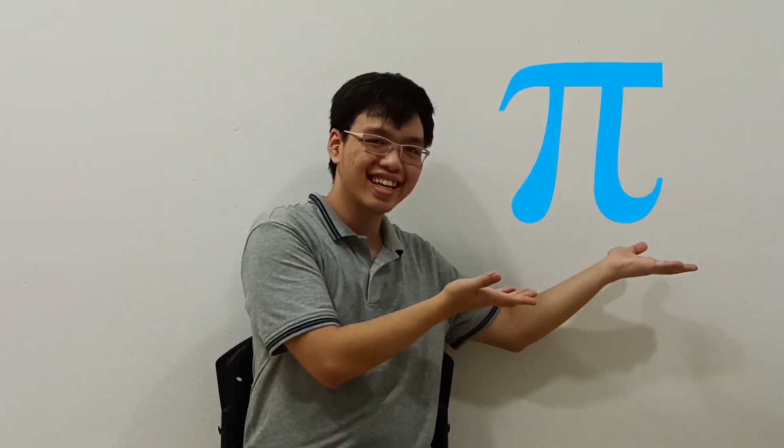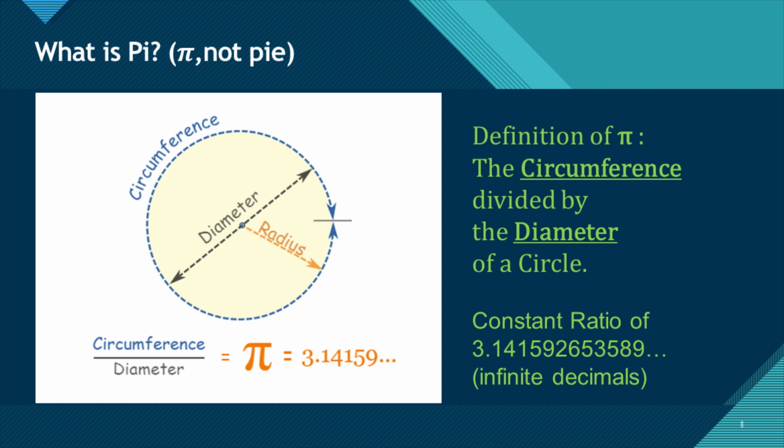The answer to that is pi. Hold up, not that pi, this pi. For starters, what is pi? Pi is defined as the circumference of the circle divided by its diameter. What makes pi special is that it is a constant ratio regardless of the size of the circle. To simplify, pi is the ratio of the circumference to its diameter, which will always be 3.14159, etc.